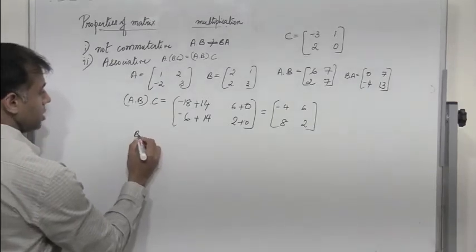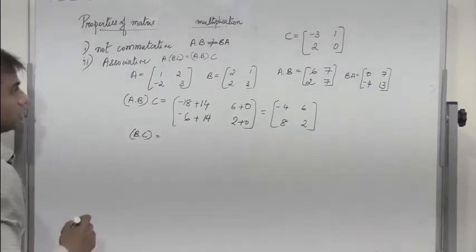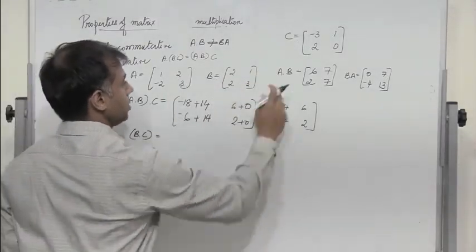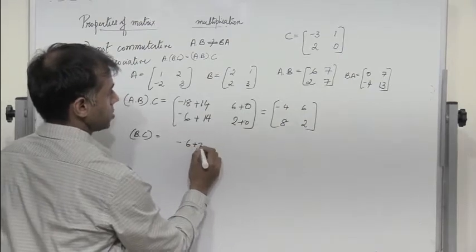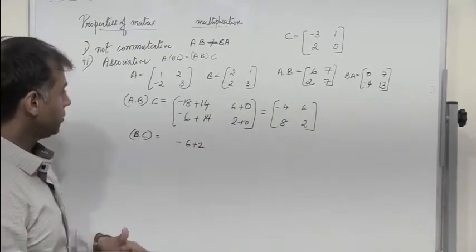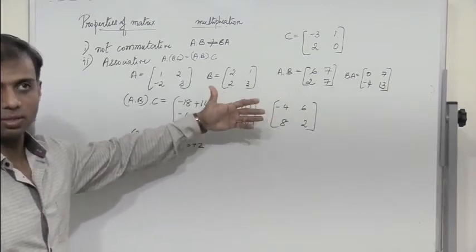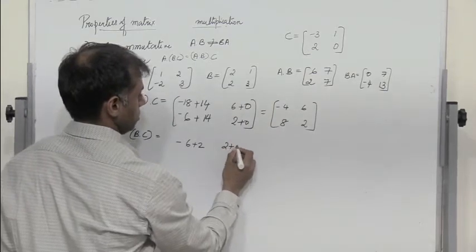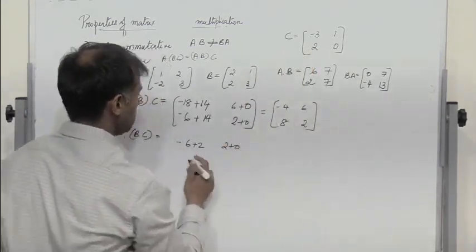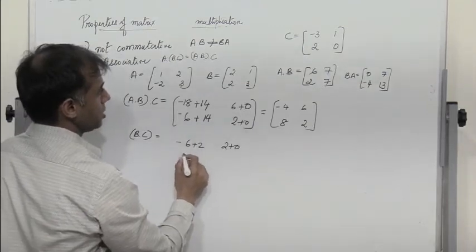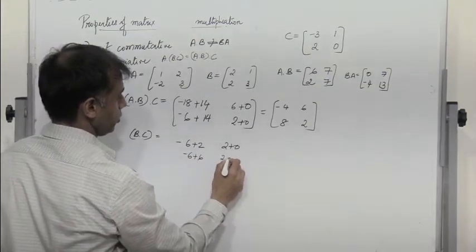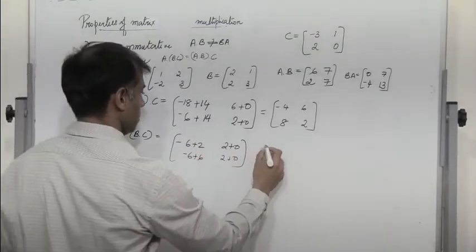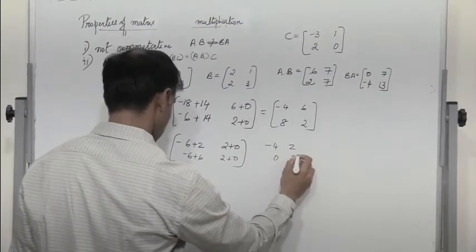So now let's see B into C. So what is B into C? I have matrix B, let me multiply it with C. First row into first column, so I have minus 6 plus 2. I'm doing a bit fast because the multiplication process is quite trivial. 2 into 0, 2 plus 0, 2 into 1 plus 1 into 0. Next we have 2 into minus 3 is minus 6 plus 6, and then you have 2 plus 0. Right? So B into C gives me minus 4, 2, 0, 2.